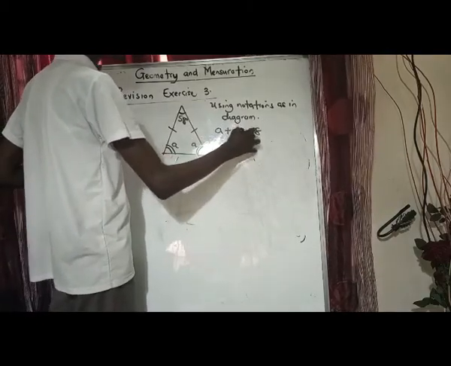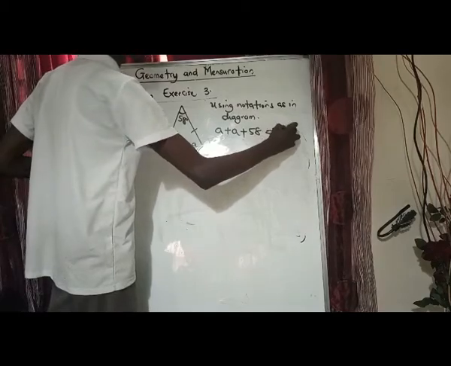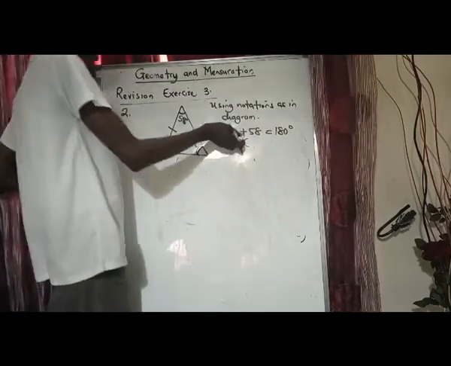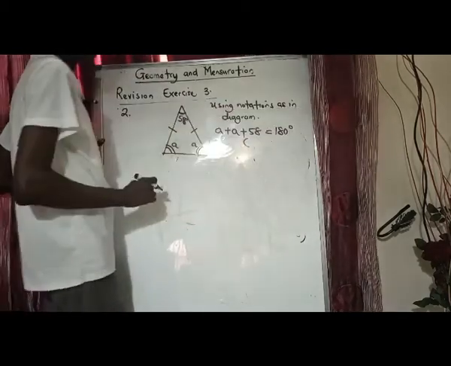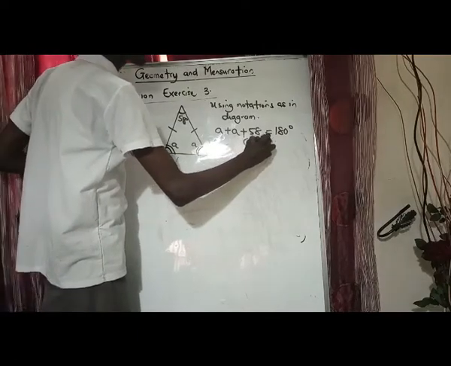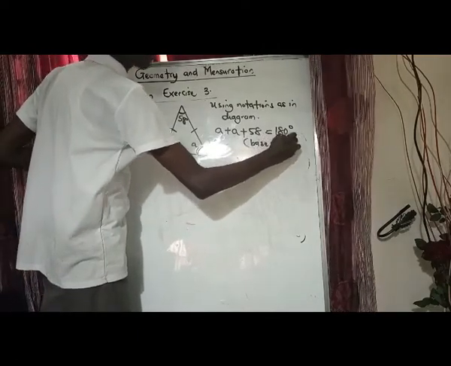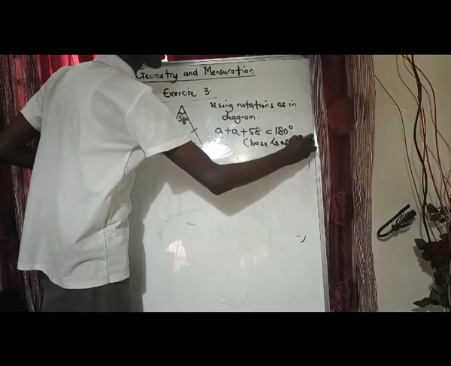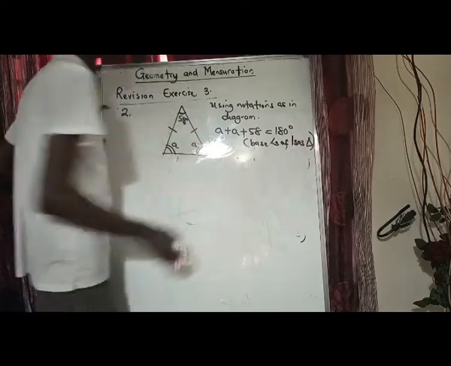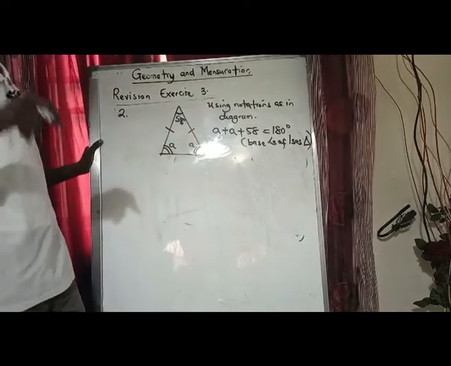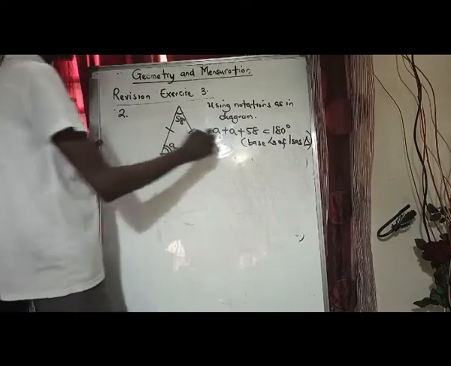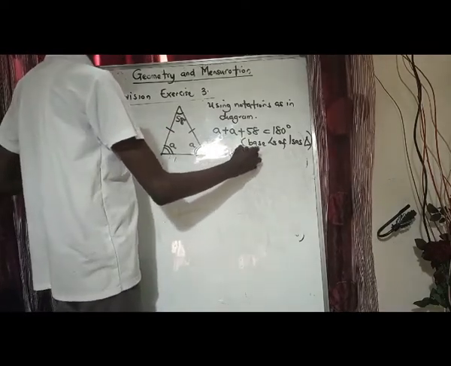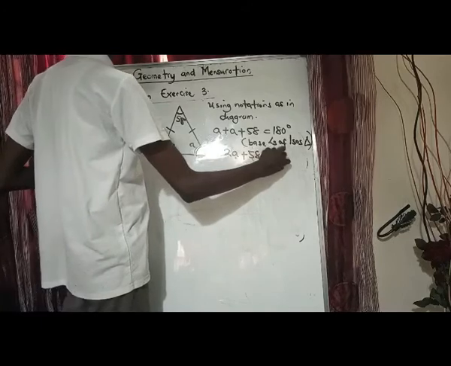So A plus A plus 58 will be equal to 180 degrees. What's the reason for that? I'm writing the reasons here because I don't have enough space there. That'll be base angles of isos triangle. That's how you write that in shorthand. Base angles of isosceles triangle. So with that, I'll have 2A plus 58 equal to 180 degrees.